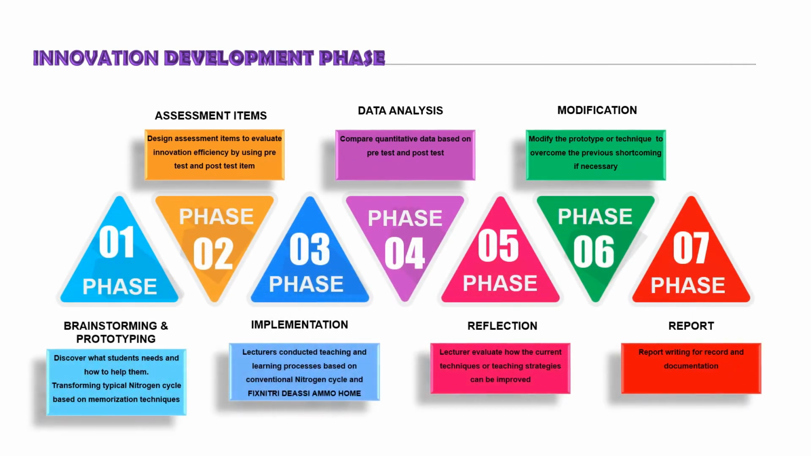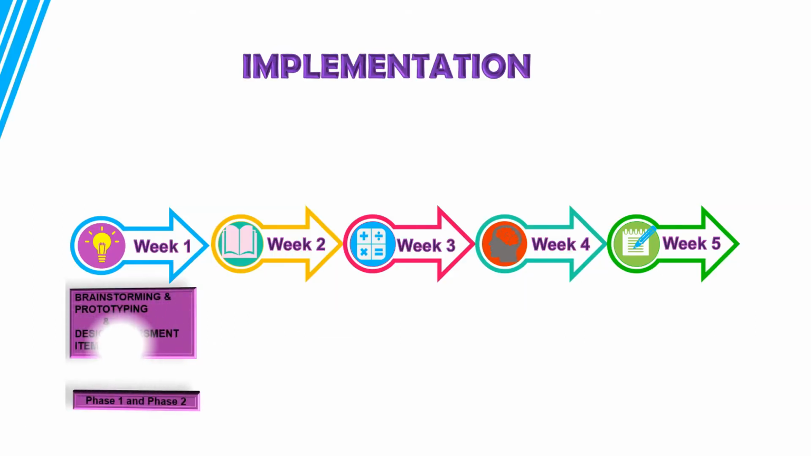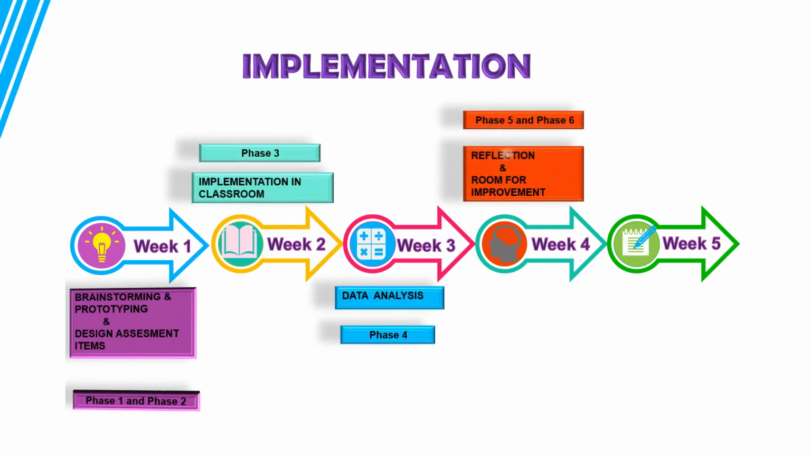This innovation consists of 7 phases. Phase 1, brainstorming and prototyping. Phase 2, design assessment item. Phase 3, implementation. Phase 4, data analysis. Phase 5, reflection. Phase 6, modification. And Phase 7, report writing. Overall, it will take 5 weeks to complete all the phases in this innovation.